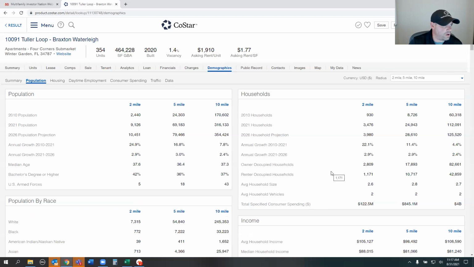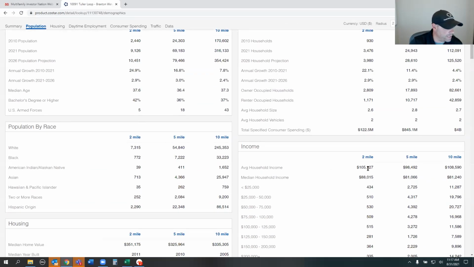But the average household income is the big one here. You can see right here, 105,000. That's the average. So we want the median, or the number that occurs the most often, and that's 88,000. So we know that this property is great because we have a $1,600 average rent and our median income is 88,000. Therefore, we are in good shape as far as income is concerned within a 2-mile radius. Okay, so that's one of the ways that we find this, and this is CoStar.